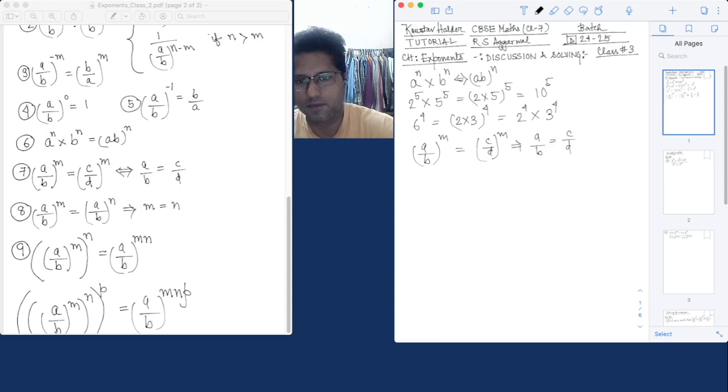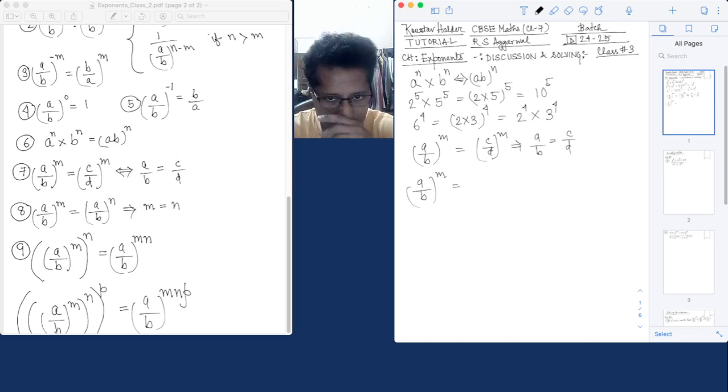Since the two exponents, that is a by b raised to the power m, is equal to c by d raised to the power m, and the power m is the same, we can say that the base will be the same. Reversely, if you have the same base but the powers are different, like a rational number a by b raised to the power m is equal to the same base, that is the rational number a by b raised to the power n, then you can say that m equals n.